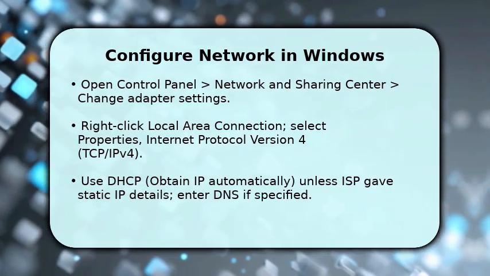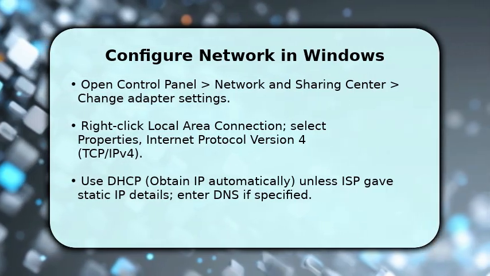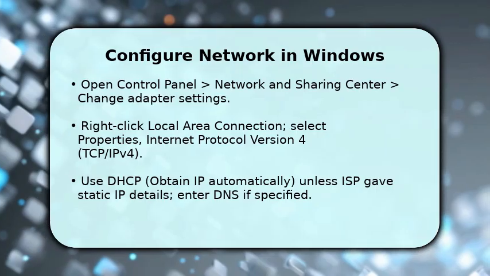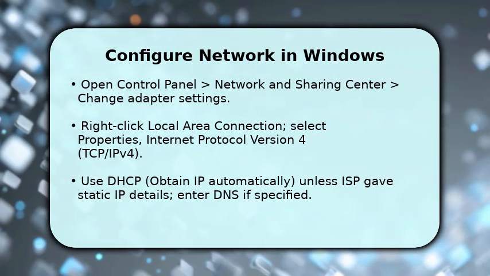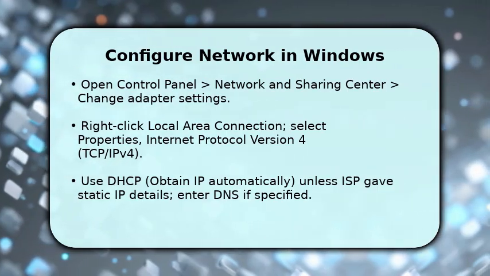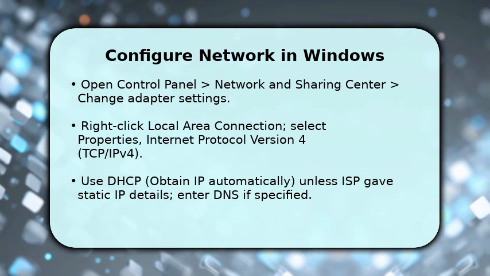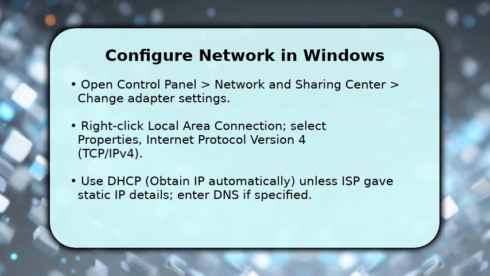If your ISP uses DHCP, choose Obtain an IP address automatically and Obtain DNS server address automatically. If they provided a static IP, enter the IP, subnet mask, gateway, and DNS exactly. Click OK, close dialogues, and Windows will request an IP from the router. Check the connection icon for activity.